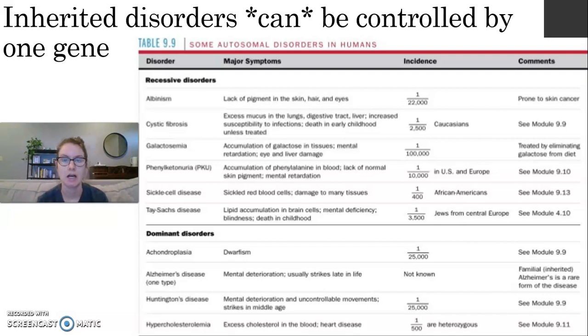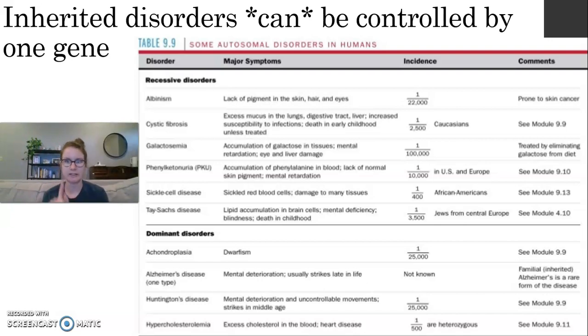In a couple of slides, probably on my next summer science day, I'm going to explain some of the other types of inheritance patterns and how they don't always follow plain old dominant recessive, and how it's not always just one gene contributing to an inherited trait, but actually several genes.